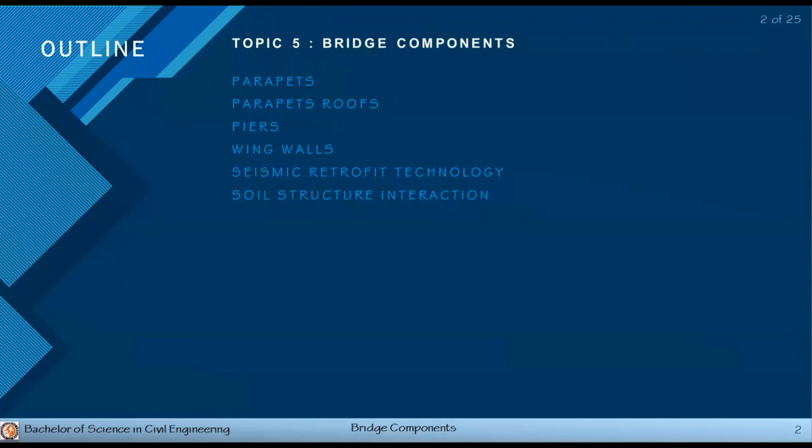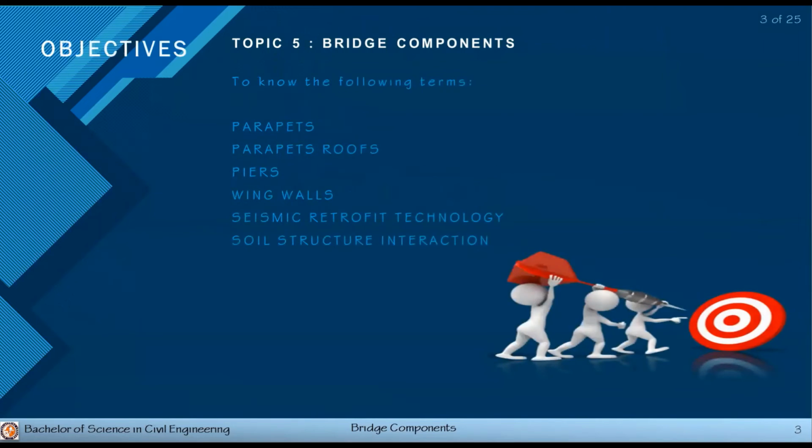So in my outline, we're going to discuss these terms: parapets, roofs, piers, wing walls, seismic retrofit technology, and soil structure interaction. Our objective is basically to know the following terms I mentioned earlier: parapets, types of parapet roofs, types of piers and their definitions, wing walls, seismic retrofit technology, and soil structure interaction.